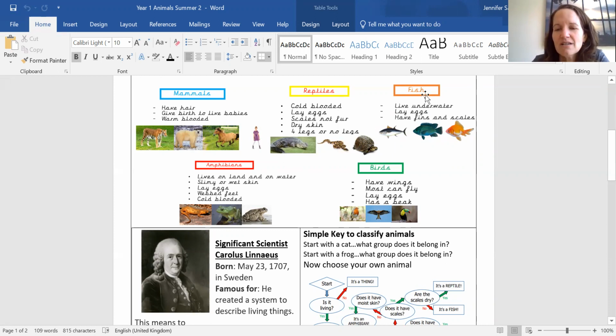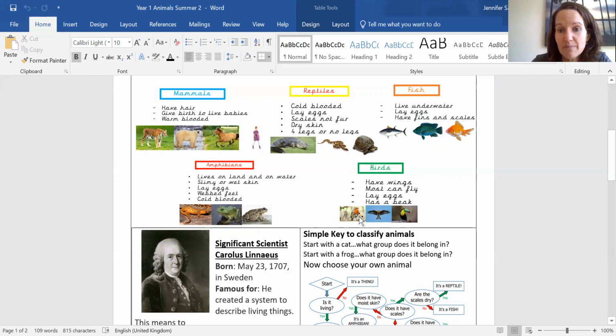Then we have fish. Fish live underwater. They lay eggs and they have fins and scales. Now, amphibians. These are the ones that I think some of you got a bit mixed up on last time. Amphibians are similar to reptiles, but amphibians live on land and in water. They have webbed feet. They are cold-blooded. They lay eggs. That's quite similar to reptiles, but the difference is an amphibian has slimy, wet skin, like a frog or a toad or a newt. They all swim in water, so their skin is wet, whereas reptiles' skin is dry.